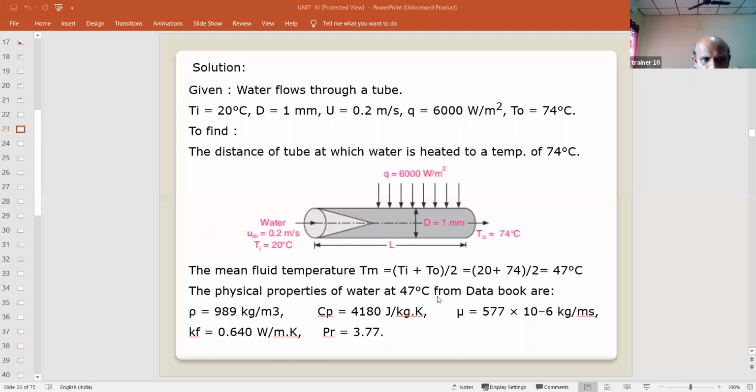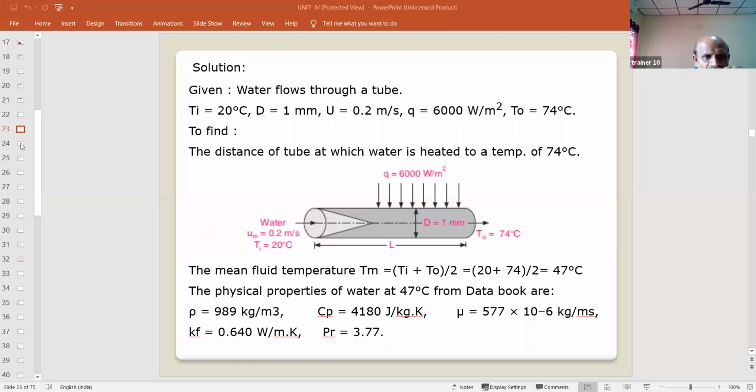By taking the values from 40 degrees centigrade and 60 degrees centigrade, we have to calculate at 47 degrees centigrade, and we got these values: rho, Cp, mu, Kf, that means thermal conductivity of fluid, or let us say that is K, and this is the Prandtl number.